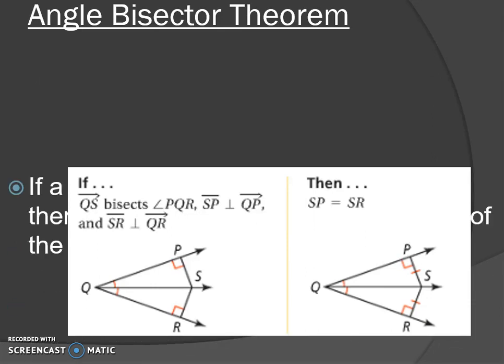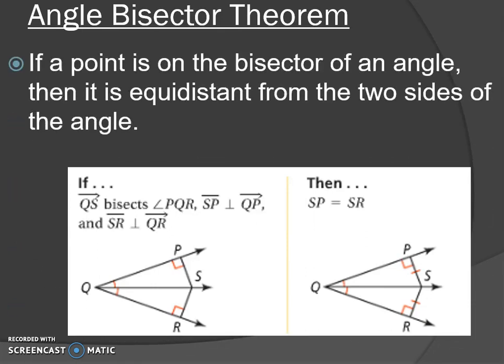So, angle bisector theorem. Let's write this first. If a point is on the bisector of an angle, then it is equidistant from the two sides of the angle. So right here you have QS bisects angle PQR. Okay, that's given. And then SP right here is perpendicular to QP. You can see this little 90 mark. So this small line right here, SP, is perpendicular to that.